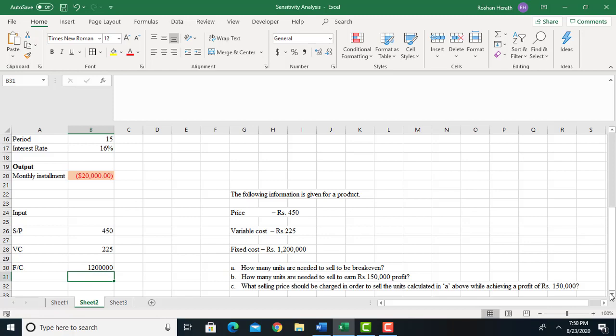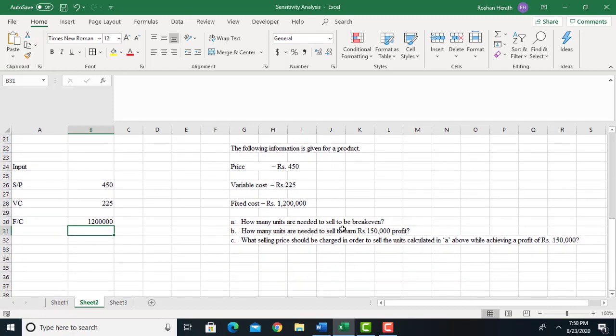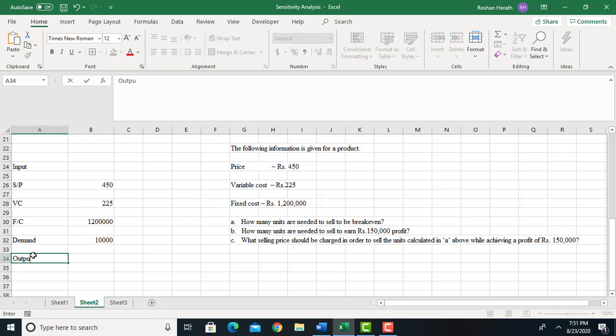Right. Then it asks how many units are needed to sell to break even. So you need to have some units or demand. That particular information is required when you are developing the basic model. So developing the basic model is the most important part, I would say. So I may assume 10,000 units or something, and I would work out the output. The output is going to be the profit. So let's work out the existing profit and let's do the changes as required.